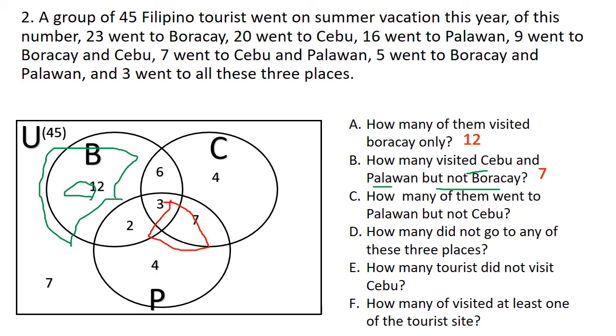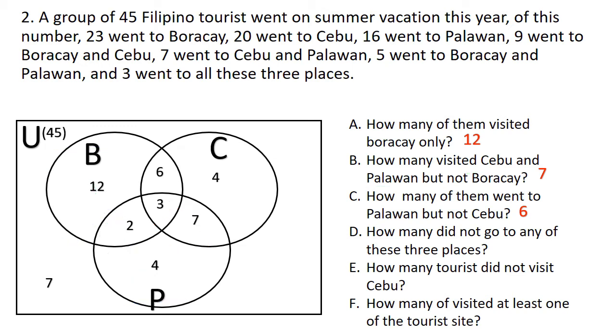Next, third, how many of them visited Palawan but not Cebu? So visited Palawan but not Cebu. So this is the area that we are looking for. So we have here 2 and 4. So we have to add these figures, 2 plus 4, and that will give us 6.